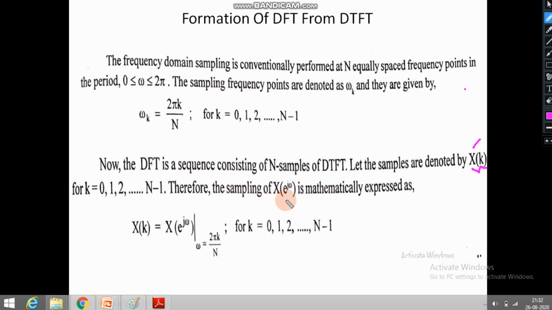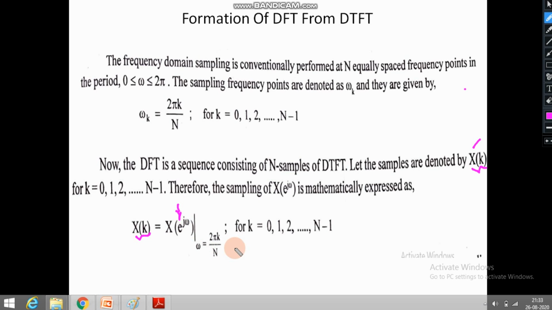Therefore, the sampling of X(e^{jω}) is mathematically expressed as X(k), that is the required samples, that is the DFT. This explains the DFT of the discrete time signal x(n), which is equal to the DTFT of the same signal sampled at ω equal to 2π/N into k.